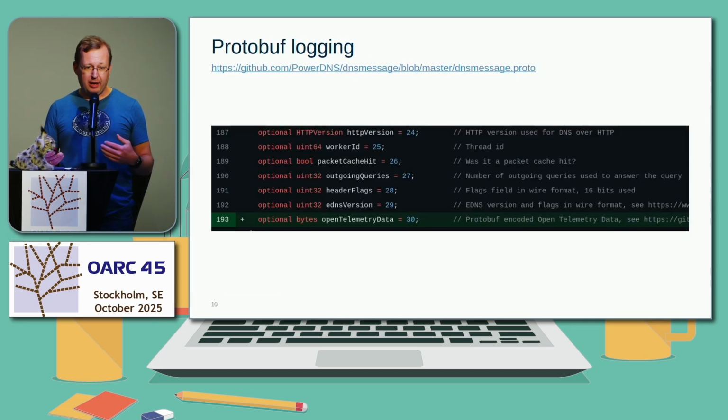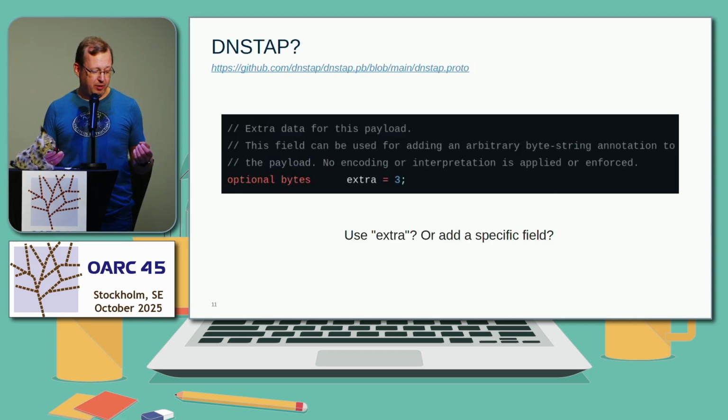Right, so for logging, we don't emit the OpenTelemetry protobuf objects directly today. We already had our own protobuf logging thing, which is kind of like DNSTAP, but different. So we added a field to that, and in that, we put the OpenTelemetry data. But similarly, if you're already emitting DNSTAP, there's an extra field in DNSTAP that you could use for this, or we could decide altogether that DNSTAP grows a new field dedicated to OpenTelemetry.